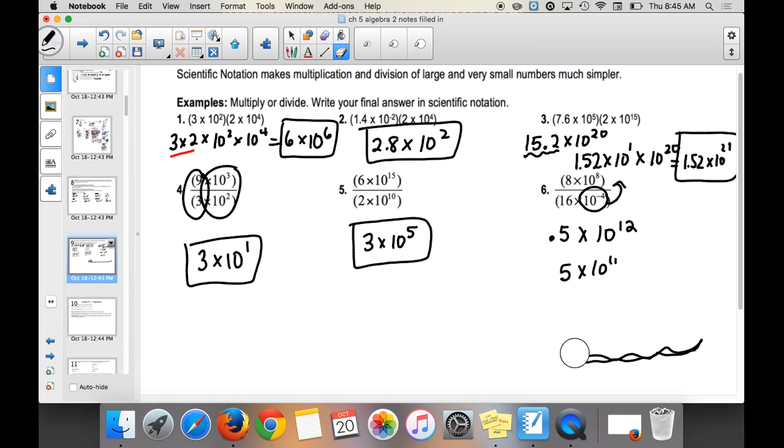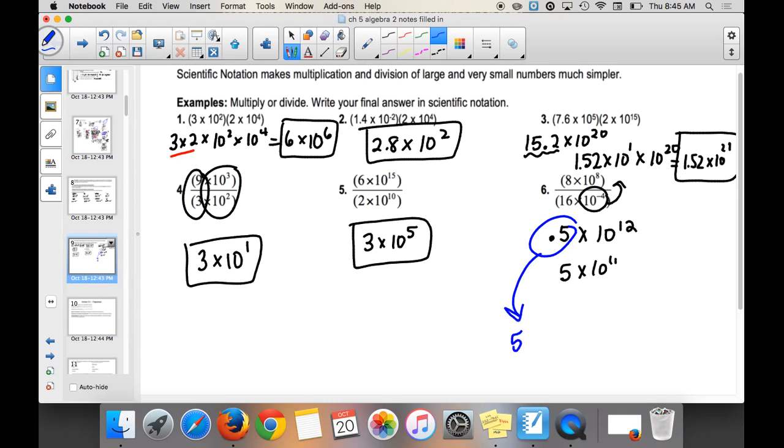So if you don't like that method, you can always do what I did before. You can rewrite 0.5 and say, oh, 0.5 is 5 times 10 to the negative 1. And then I still have times 10 to the 12th, so I just add those numbers, negative 1 plus 12. Okay, making sense? Maybe? Okay, questions on any of that?